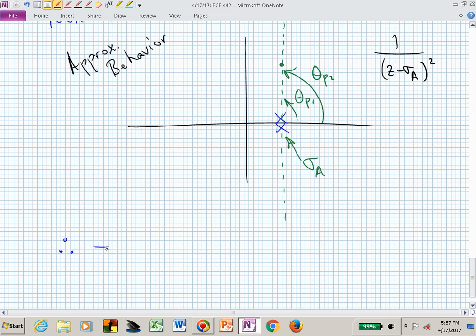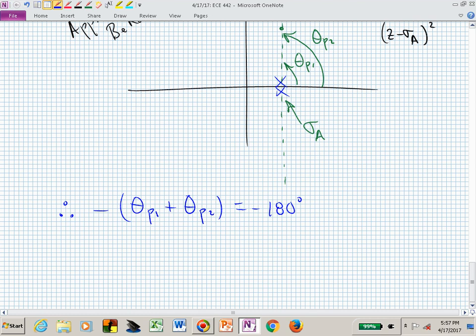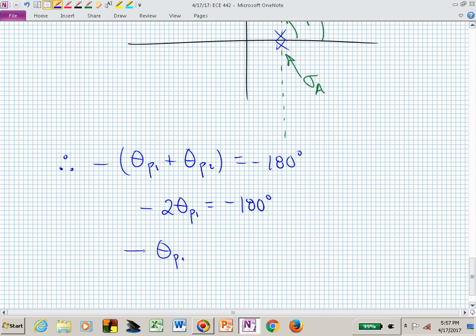From our phase angle condition, we know that the sum of the zero angles minus the sum of the pole angles has to equal minus 180. How many zeros do we have? None. We have an angle due to one of the poles, and the other pole, we're subtracting those, and that now has to be 180 degrees. So theta p1 and theta p2 are exactly the same, so we have minus 2 theta p1 equal to minus 180 degrees. In this case, theta p1 is equal to what I was calling the fundamental asymptote angle, phi sub a, which is 180 degrees divided by 2, or 90 degrees.